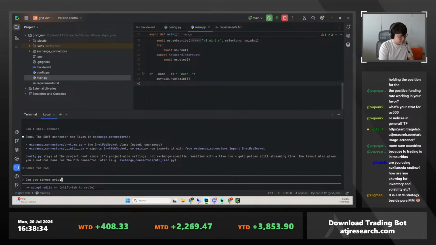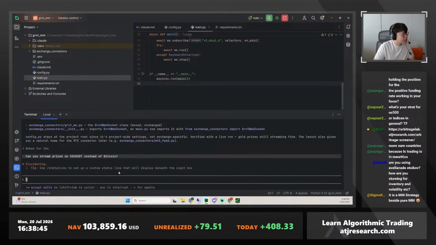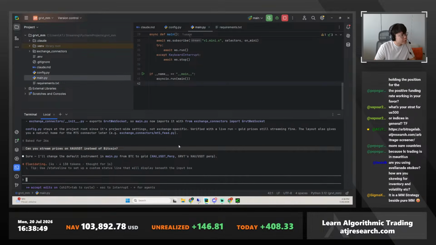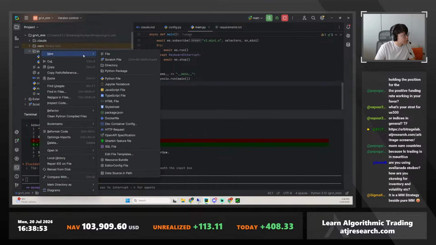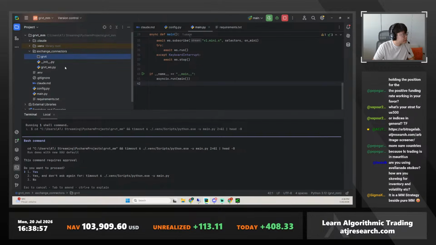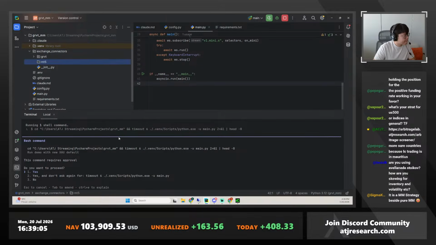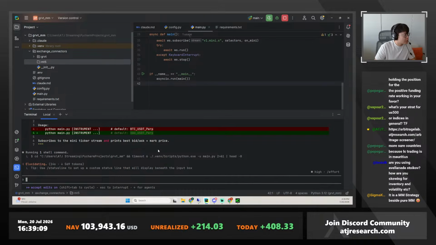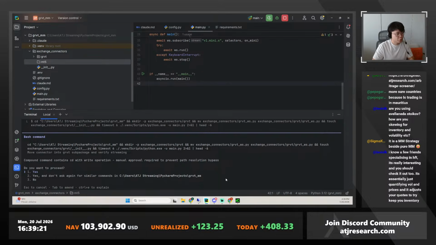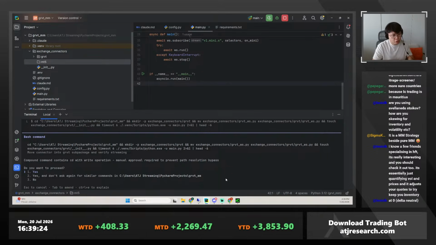Can you stream prices on XAU instead of Bitcoin? So here I'm going to stream prices on gold, and then I'm going to add the Gravity exchange connector. So here I'm going to Gravity, right? I'm going to add the MT5 folder, and then we're going to compare the real-time pricing of XAUSD on IC Markets and XAUSD on Gravity. So we're going to see the real-time pricing differences, and then I'm going to create a very simple dashboard to visualize the current live spread.